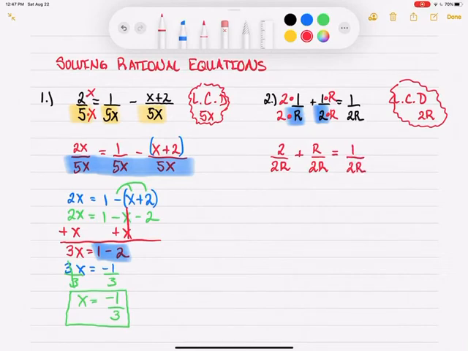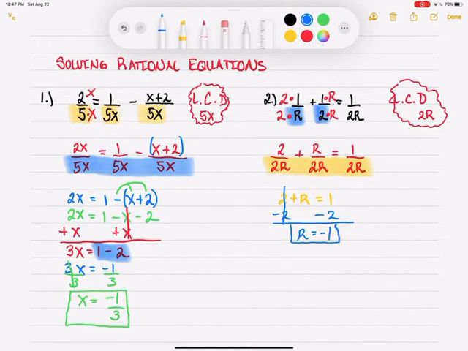Now if you notice, all three of my denominators are exactly the same. They're all 2r's. So now I can ignore them and just go ahead and solve what's on the top, which is 2 plus r equals 1. To solve, I would just subtract 2 from both sides. And I find that r equals -1.